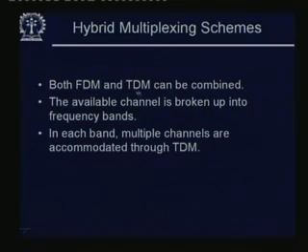Such hybrid multiplexing systems are quite widely used these days, and one good example is many of the cell phone communications that go on. So, in a hybrid multiplexing system both FDM and TDM may be combined. The available channel is broken up into frequency bands. In each band, multiple channels are accommodated through TDM.